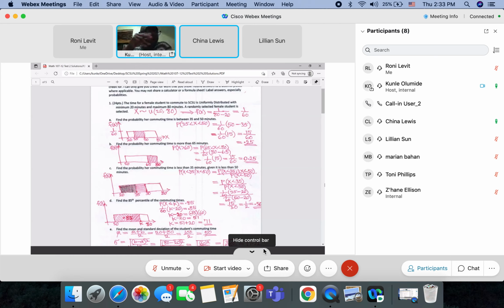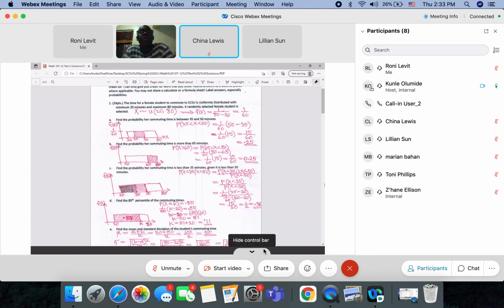So you see what I did? X tilde U(20, 80). With that I can obtain my f of x, which is 1 over 80 minus 20, and that gives me 1 over 60. So my f of x is 1 over 60, and then you find the probability that commuting time is between 35 and 50.